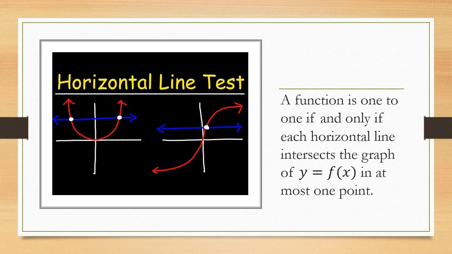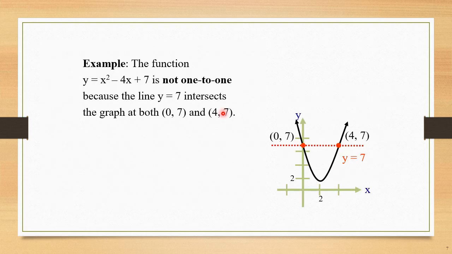Kung sa function, meron tayong tinatawag na vertical line test para matest natin if the given graph is a function or not. This time, to be able to know if the given graph is from a one-to-one function, what we are going to do is to use the horizontal line test. Okay, let us try using this example.